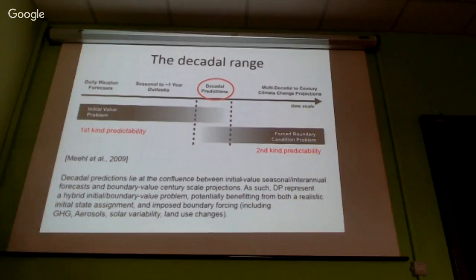So decadal predictions lie in a kind of confluence between the first kind of predictability that I was mentioning at the very beginning of this talk, and the second kind of predictability, which is the boundary value predictability. So we have a kind of hybrid problem, which somehow fishes from both sides.